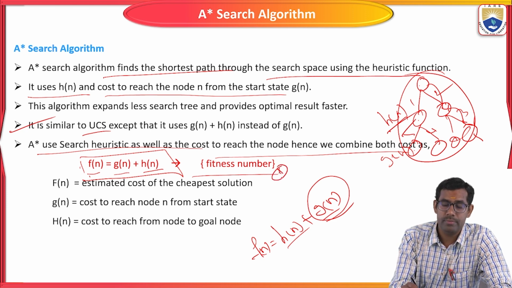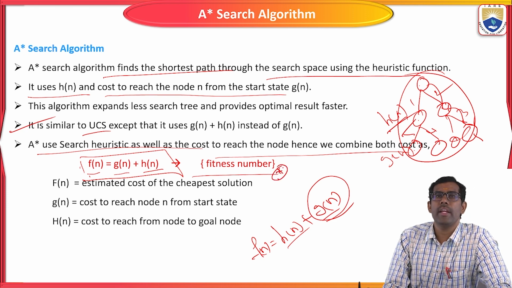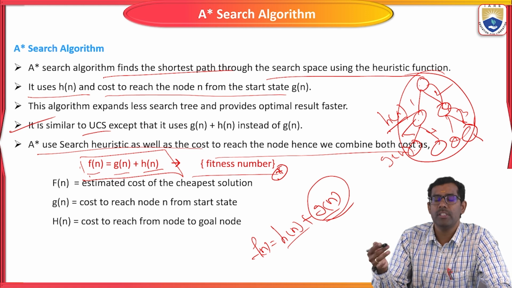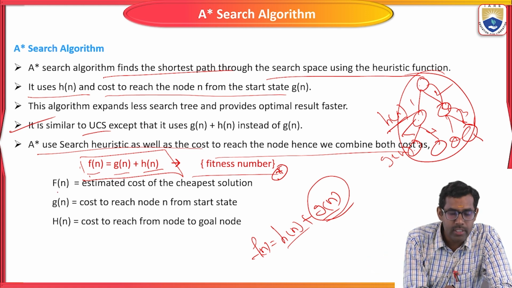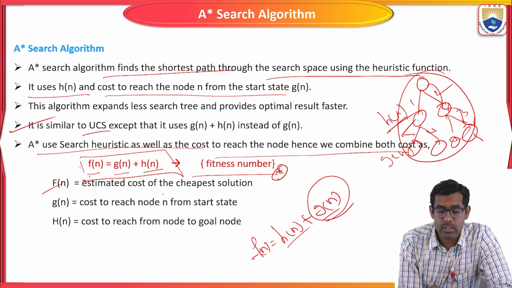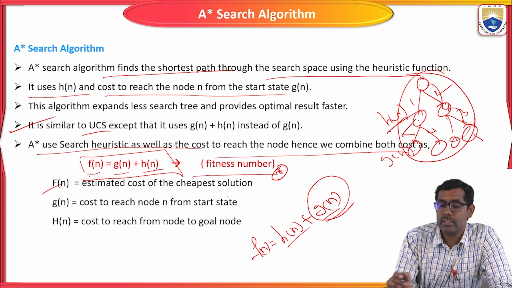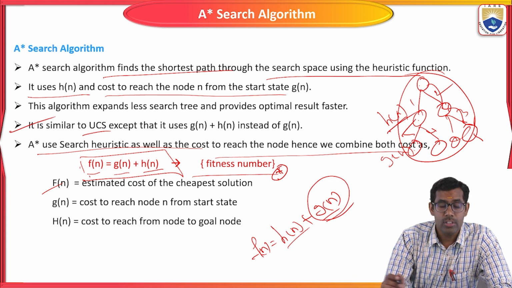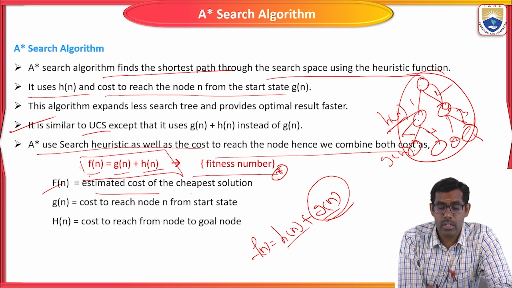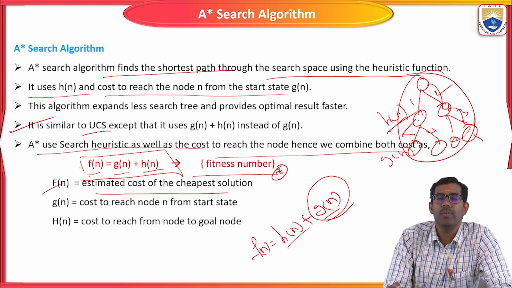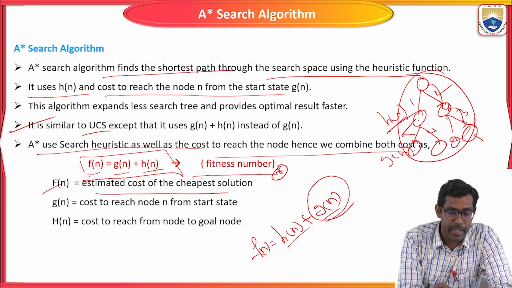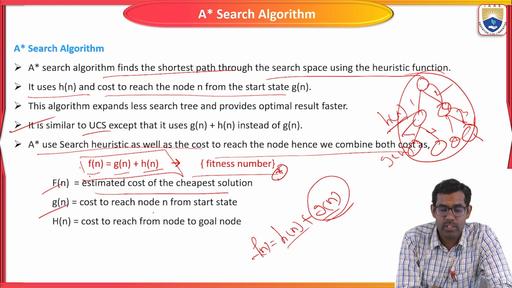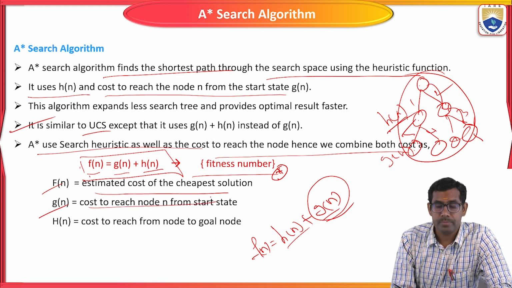This one is important, right? So the fitness number of A* means f of n equal to h of n plus g of n. Here, what is f of n? The estimated cost of the cheapest solution. As already said, it will produce the optimal solution very fast. So f of n is the estimated cost of the cheapest solution. We are going to find the shortest path using the particular function and value. And g of n is the cost to reach the node from the starting node.